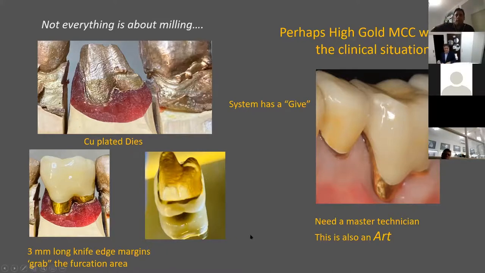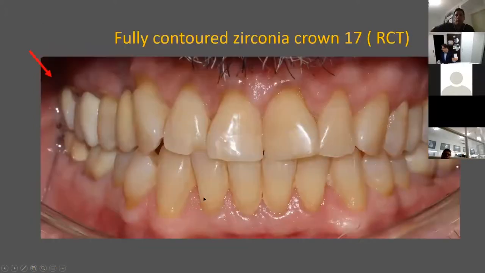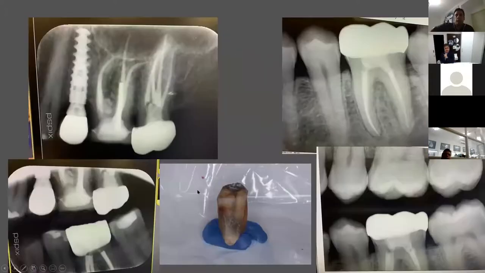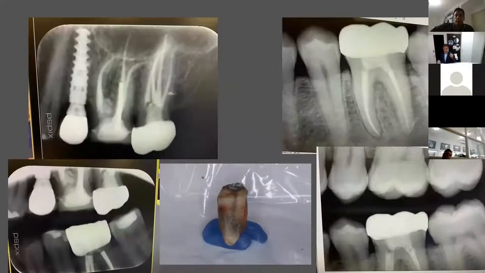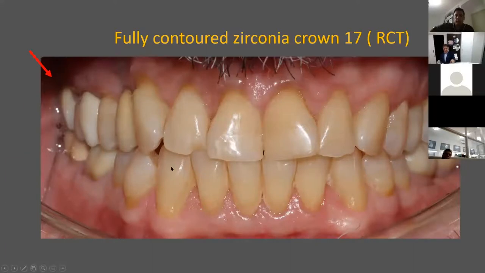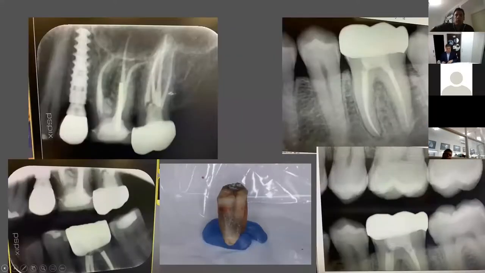Think about that. Now here's the patient we talked about. Here's a zirconia crown, 17, and these are the X-rays you're going to talk about. It doesn't belong to this patient, but would you please explain? Yeah, so a couple of cases performed by endodontists. The top left is an endodontist in the States who did the retreatment of the upper 7, and treated the upper 6. And you can see the difference.